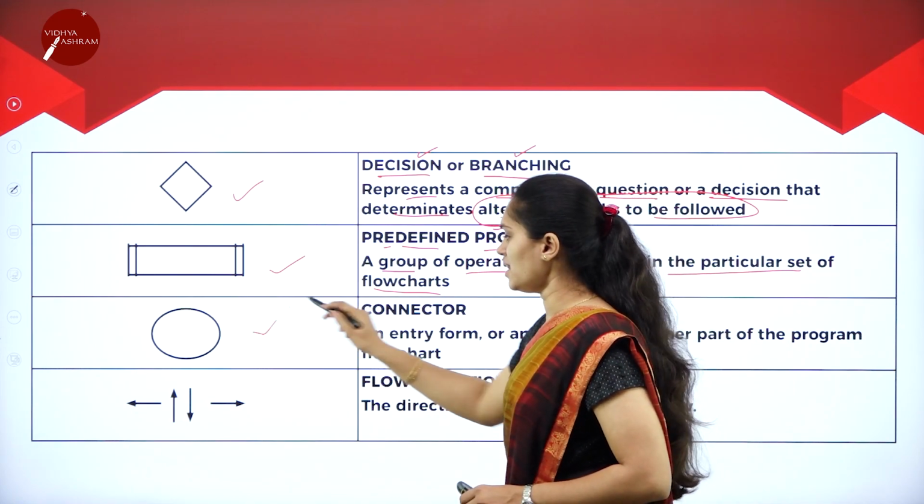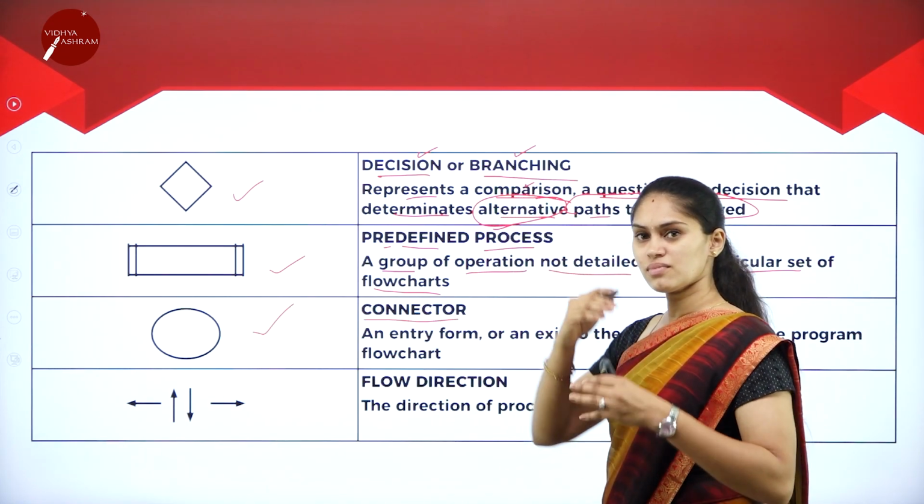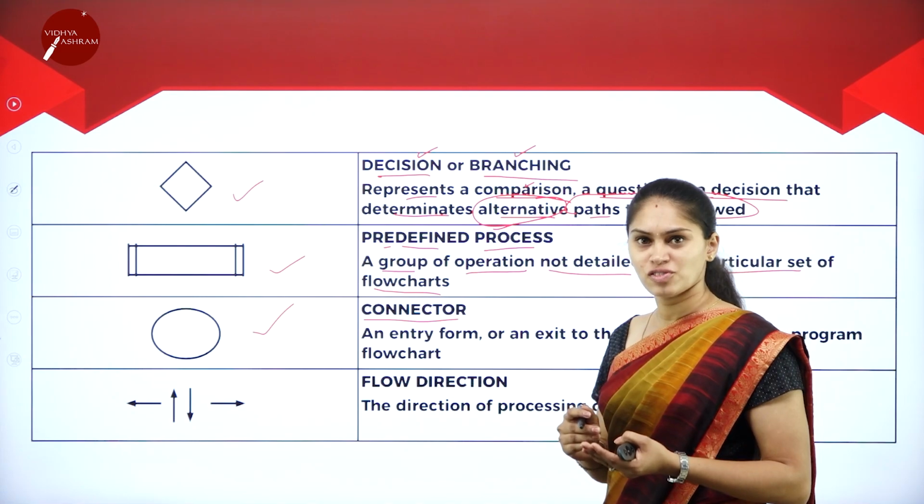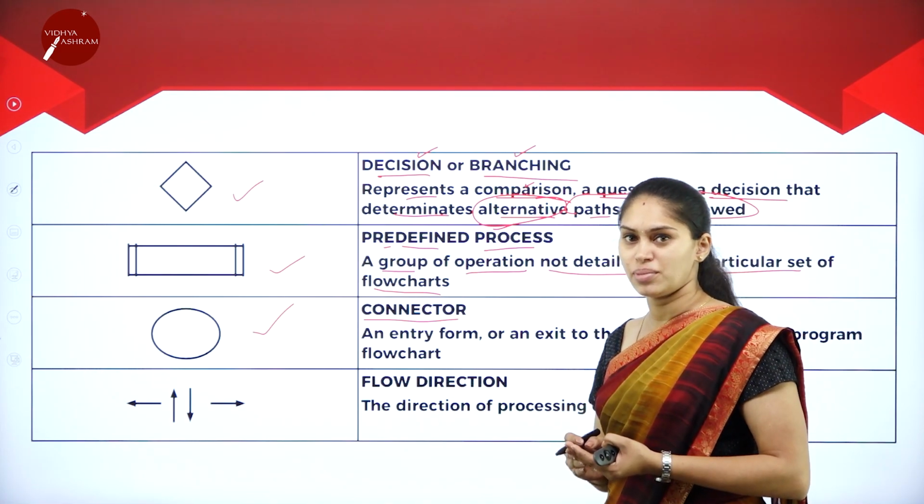What is the next symbol? That is the connector. So we know that the importance of a flowchart is mainly for communication purposes, right?